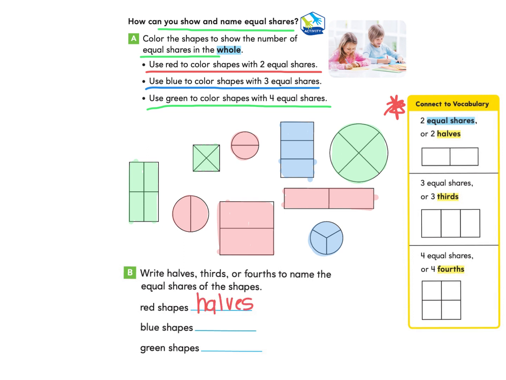Good job. Now let's look at the next part. All of our blue shapes have 1, 2, 3 equal parts. When they have 3 equal shares or parts, we call that thirds. Let's write that in together. Thirds. Great job. And the last part, our green shapes have 1, 2, 3, 4 equal shares, and we know that 4 equal shares is the same thing as saying fourths. So we can write that in as well.